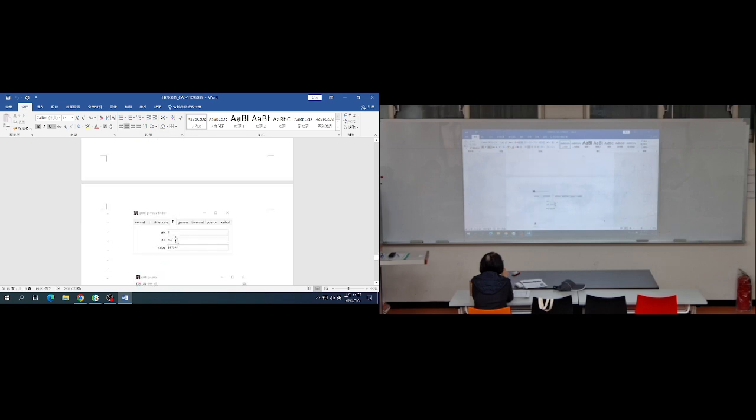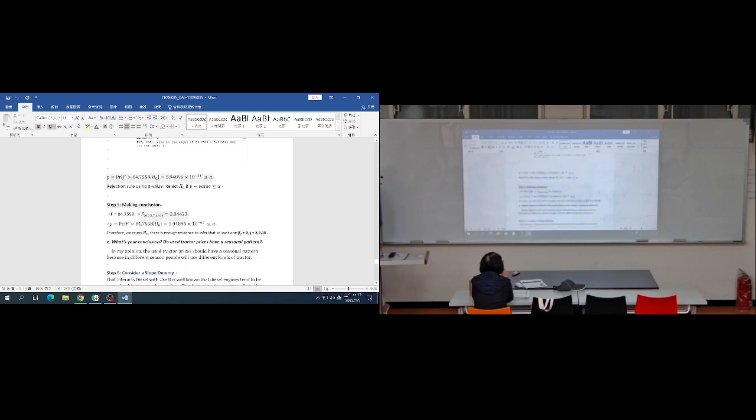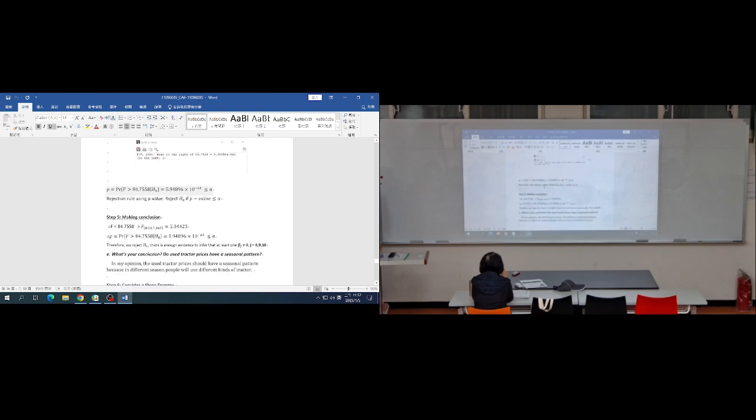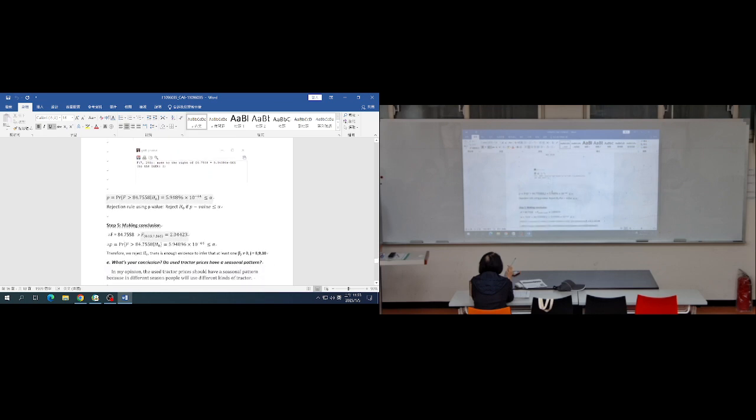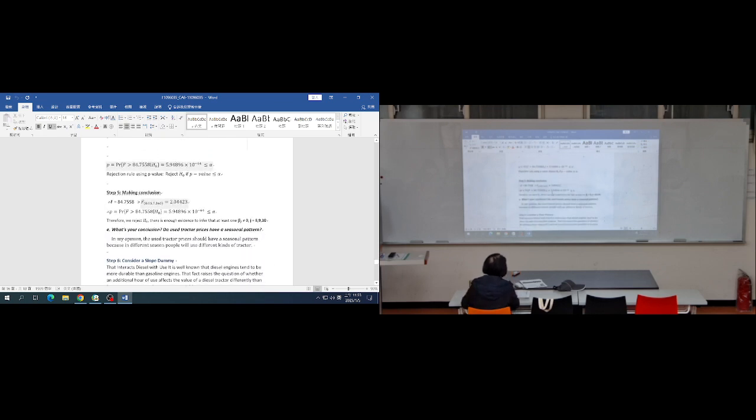Then p-value. By making the conclusion, we reject the null hypothesis with enough evidence to infer that. All of our answers should be no seasonal effect, but your answer is seasonal. In my opinion, the used tractor should have seasonal patterns. Something is wrong here. Our answer is without seasonal patterns. Okay.